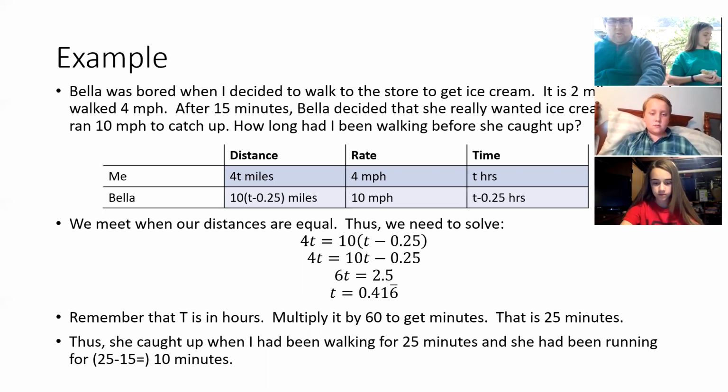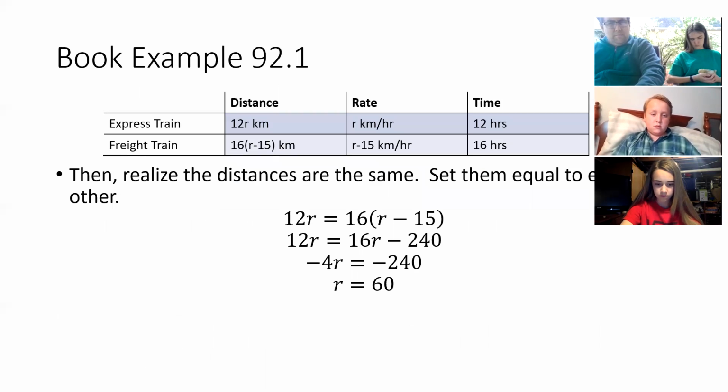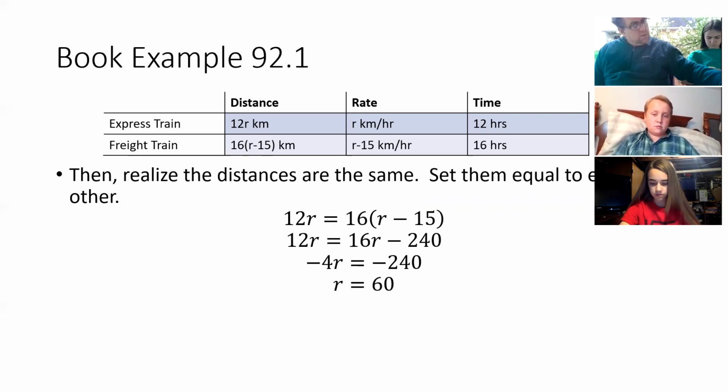Sometimes we ask different questions and get different answers, but for the most part, this is how it comes up. So let's look at example 92.1 in the book. It is on page, I guess, 384.